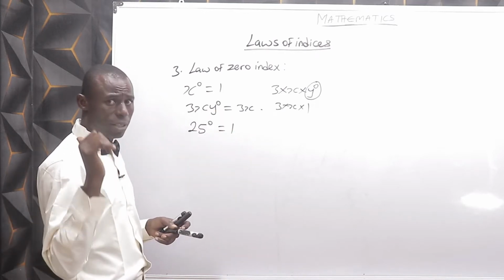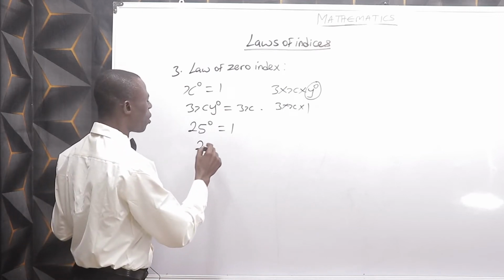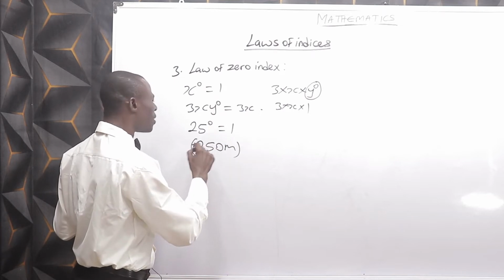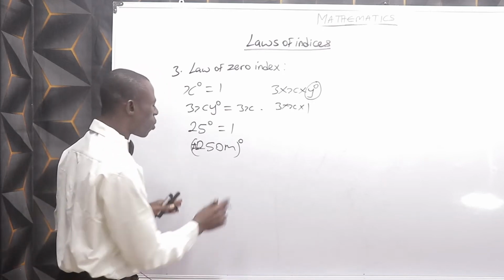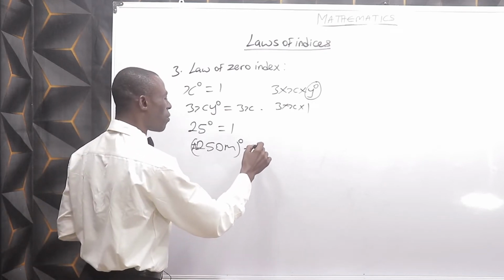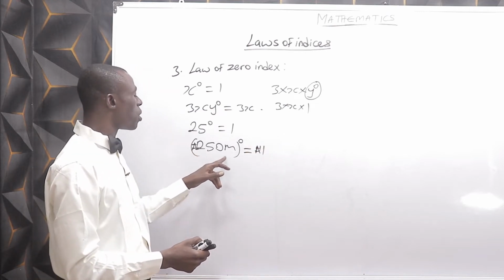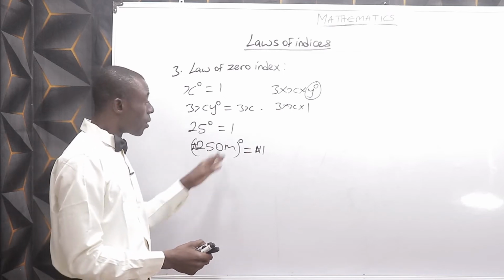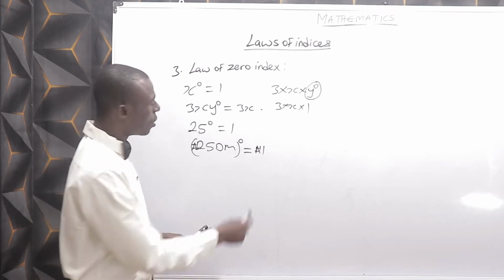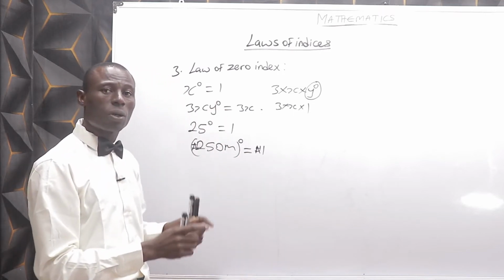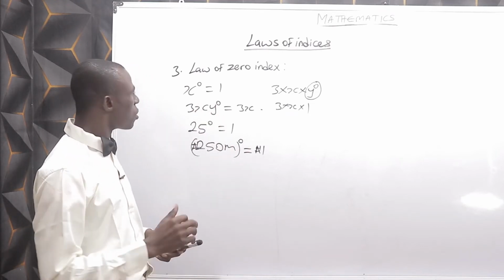If someone promised you last week that in 2 months' time they are going to give you like 250 million naira raised to power 0, the person has promised you nothing. Because the person will eventually give you only 1 naira. Someone that promised to give you 250 million naira raised to power 0 is only promising you 1 naira. Because everything raised to power 0 will give you 1. I hope you understand the concepts. So that is the concept.